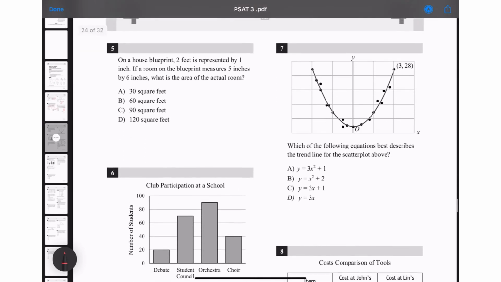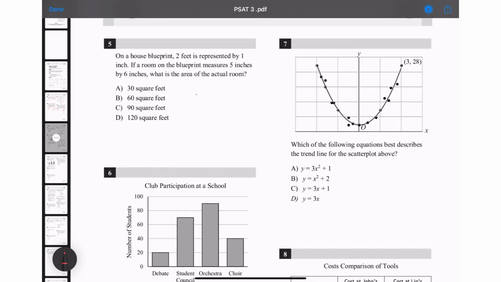Going to question number 5. On a house blueprint, 2 feet is represented by 1 inch, and there is a room whose blueprint measures 5 by 6 inches. If we take it in feet, this will be 10 feet times 12 feet. So that will be 120 square feet. Basically, I have just multiplied 5 inches by 2, which gives 10 feet, because that's the scale. So the option is D.